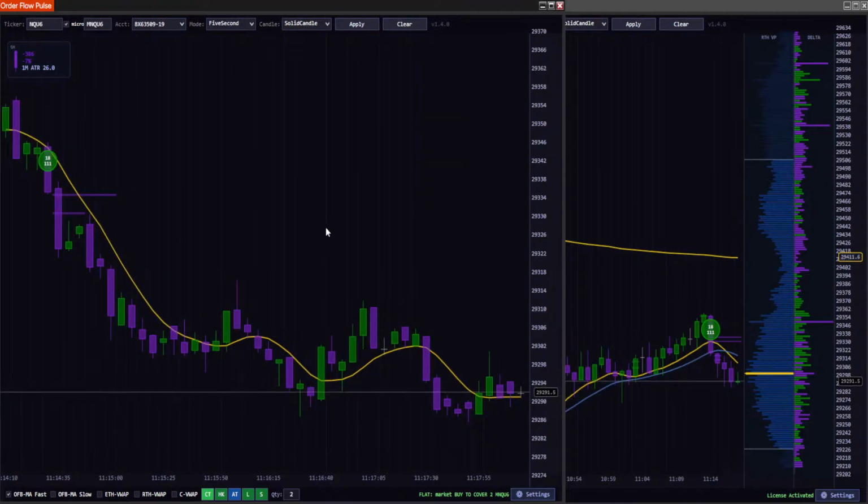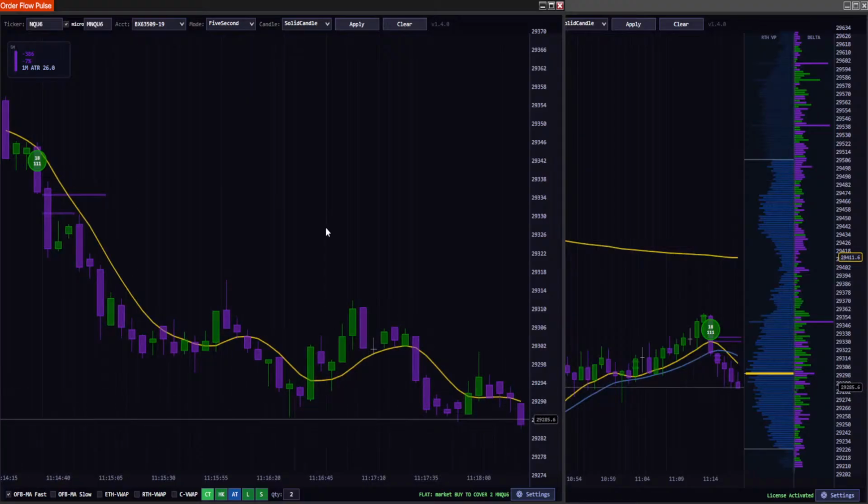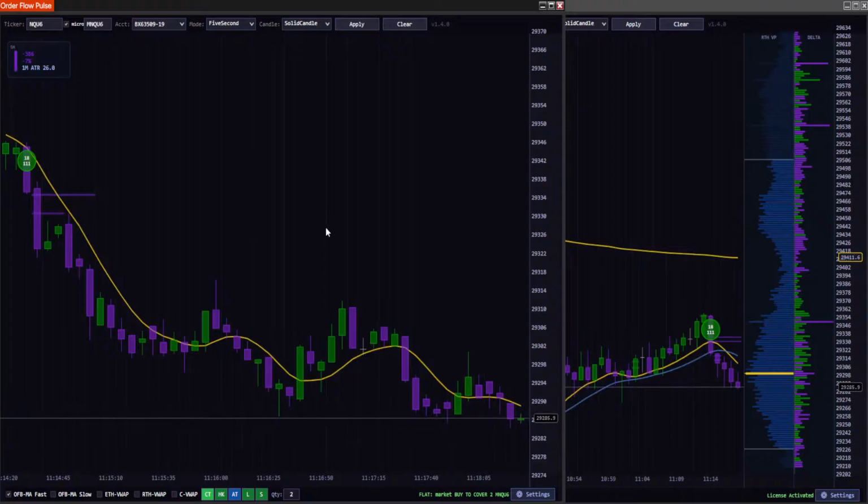I know I do like the 32 range bars, but I'm starting to like the 5 second with the double stacked buy and sell balances.